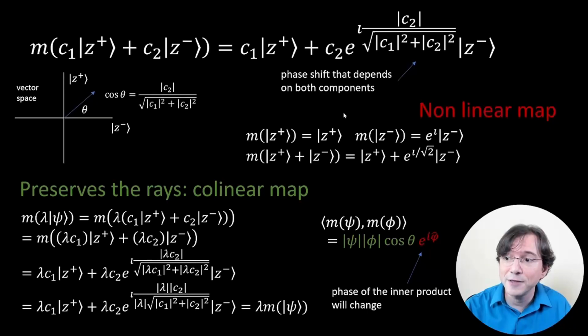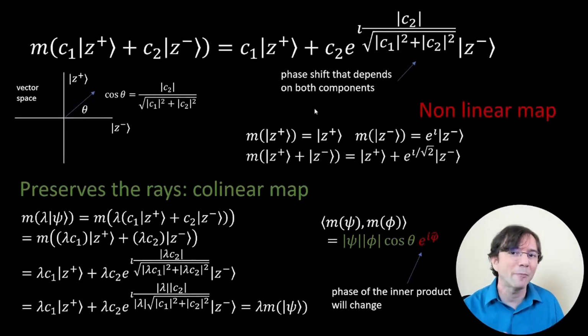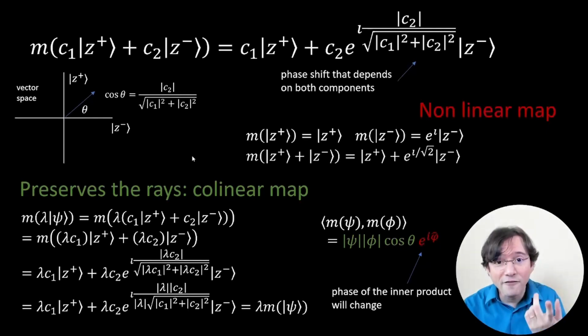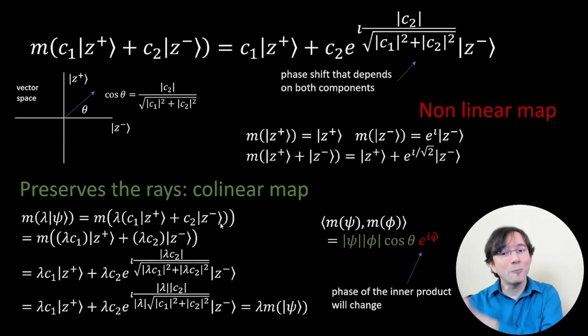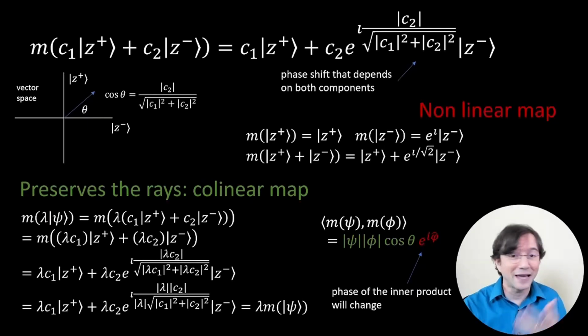And you can see that the sum of these two is not the sum of this. So it's not true that the map of the sum is the sum of the maps. Therefore, this is not a linear map. However, we can show that this map is collinear, that it's going to map complex planes to complex planes. And how do we do that?